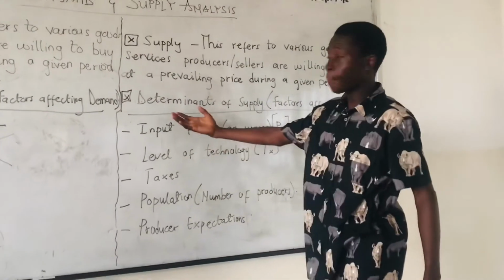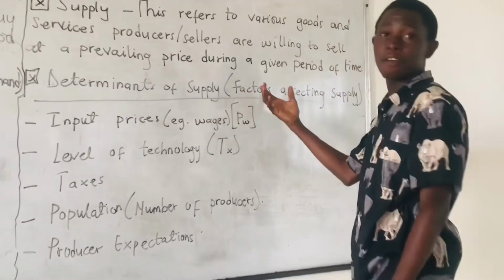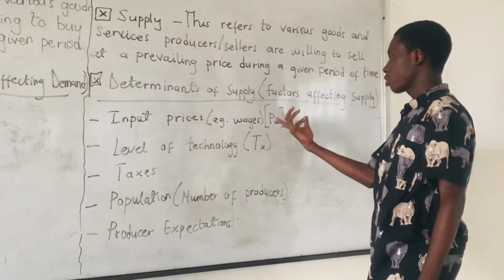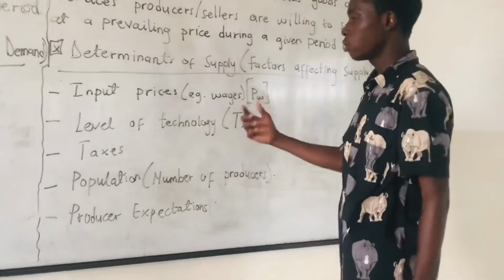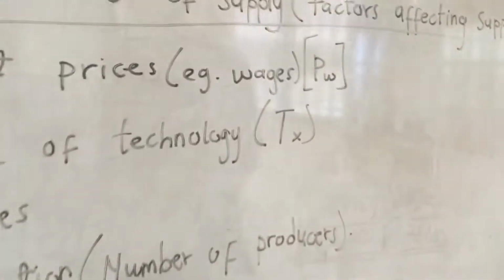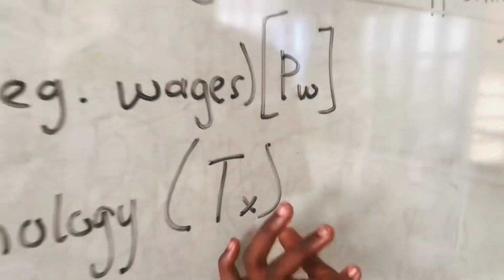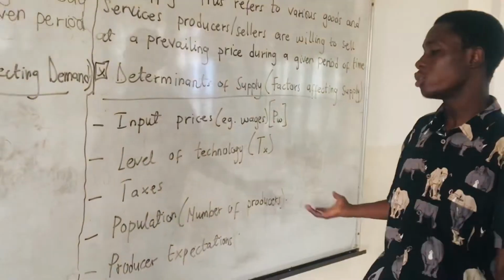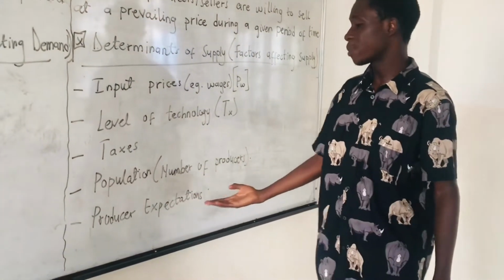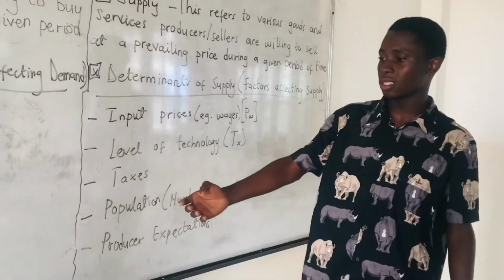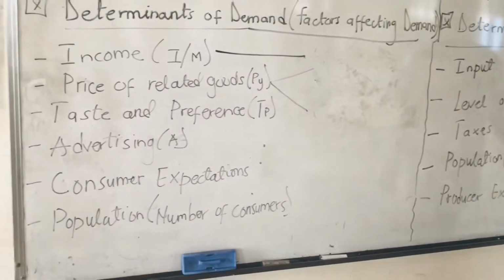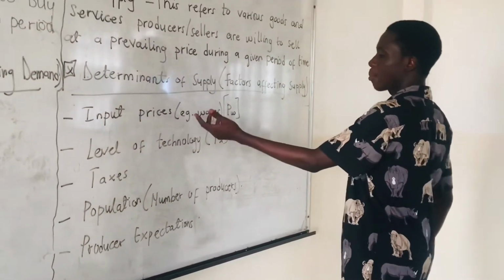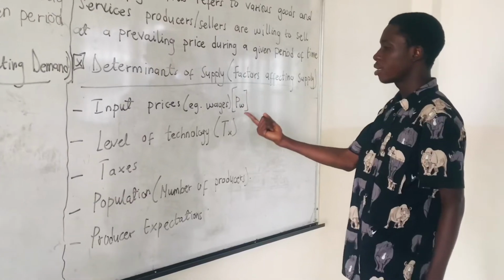We also have determinants of supply, which is the same as factors affecting supply. We have input prices, for example wages, which is denoted by a capital P and a subscript W. We also have level of technology, denoted by a capital T and a subscript X. We also have taxes, population, which is number of producers, and producer expectations. Unlike demand, where we have consumer expectations, with supply we have producer expectations.